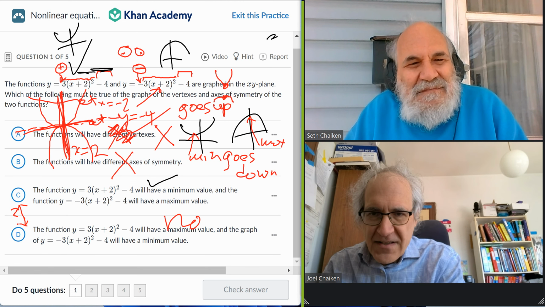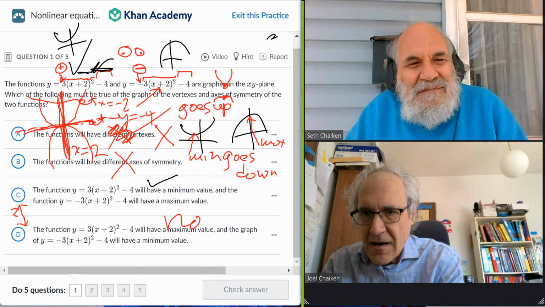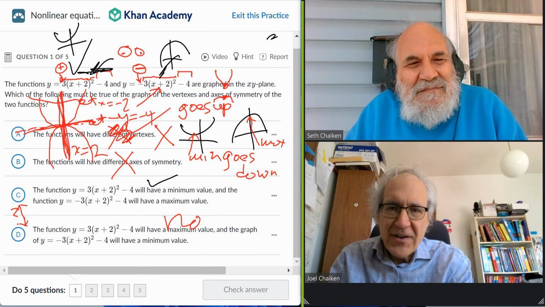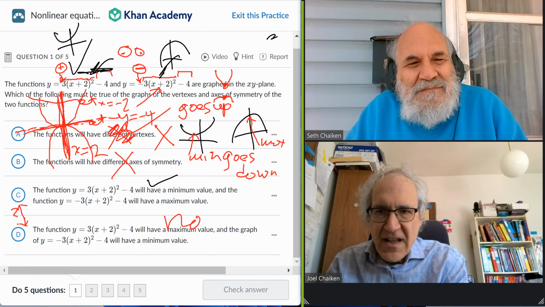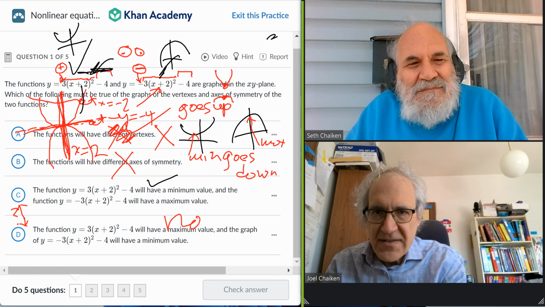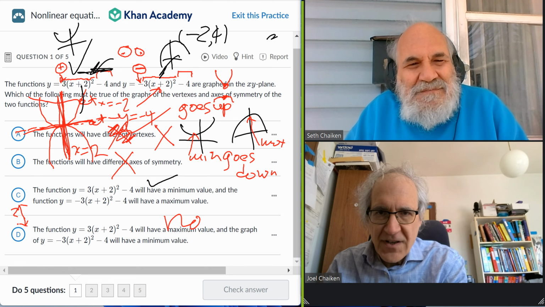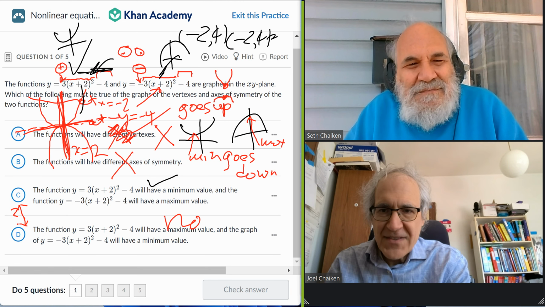The vertex of these parabolas are in what's called vertex form, and you could pick the vertex and the axis of symmetry off these immediately. This one here is at -2, 4. That's its vertex. And this one here is also at -2, 4. So you immediately know that they have the same vertex.